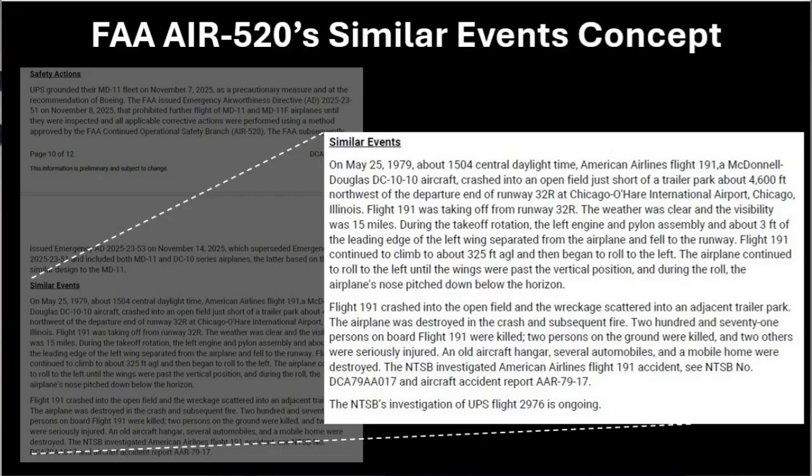However, what similarities between the MD-11 and DC-10 did Air 520 refer to in its emergency AD? It's not clear. As previously mentioned, many systems configurations are shared between the DC-10 and MD-11, similar, but not identical. The problem is that no particular system, such as the hydraulic or pneumatic systems, was called out in the emergency AD. So the preliminary report refers to the American Airlines Flight 191 accident as a similar event, that the Air 520 division determined the events leading up to American 191 were parallel to the UPS 2976 accident. So Air 520 went from similar design to similar events. And none of this was making sense.